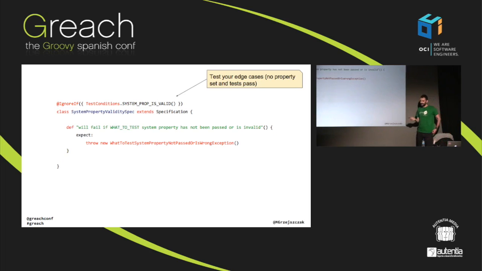I told you that I wanted the test to be failing if you don't provide any property. Another annotation, ignore if. So if somebody passed the system property and it's valid, this test should be ignored. If he didn't pass the system property, it should fail. Like, I'm running a very specific exception here, right? You should understand it, right? What to test system property not passed or is wrong.